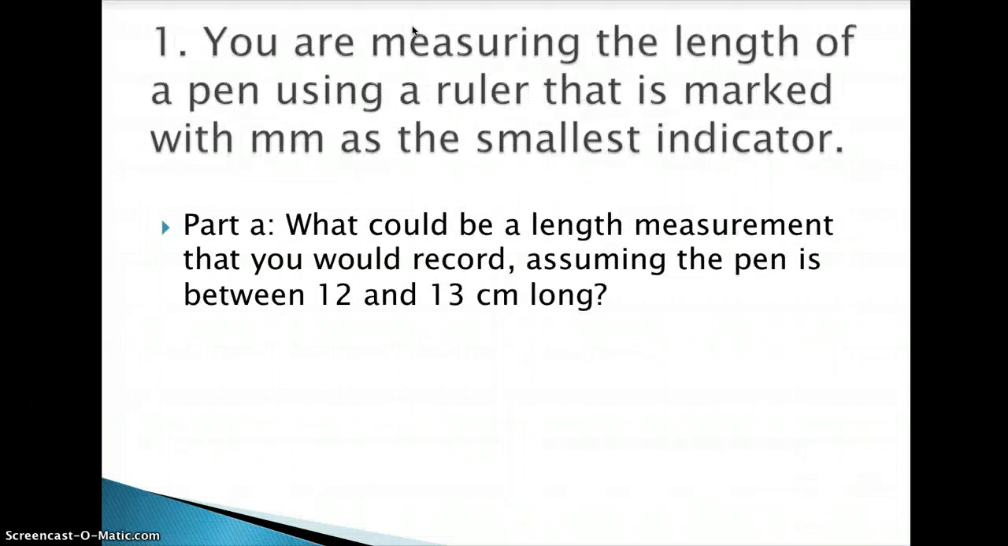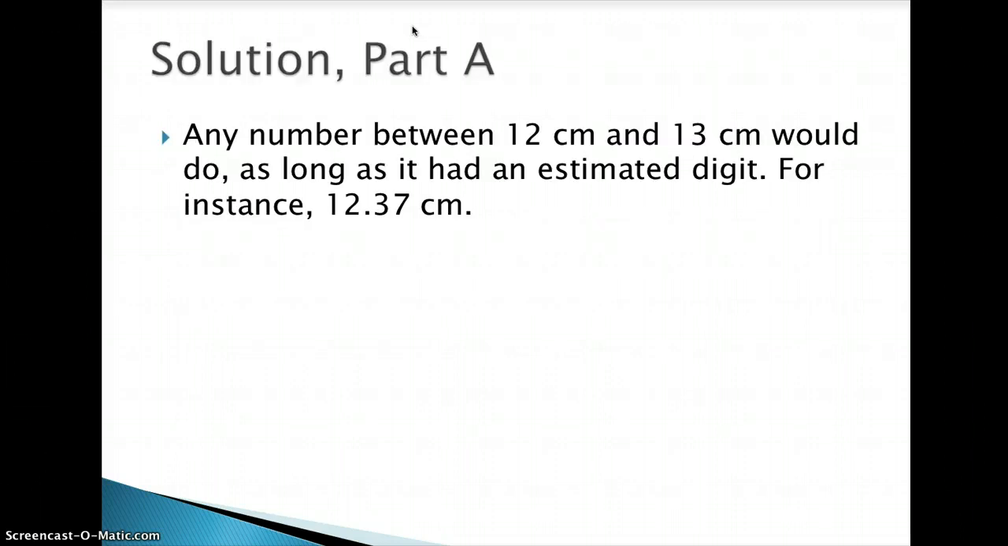Let's say that you are measuring the length of a pen using a ruler that is marked with millimeters as the smallest indicator. Part A. What could be the length measurement that you would record, assuming that the pen is between 12 and 13 centimeters long? You could really do anything between 12 and 13 centimeters long, but for the sake of the problem, I've chosen 12.37 centimeters.